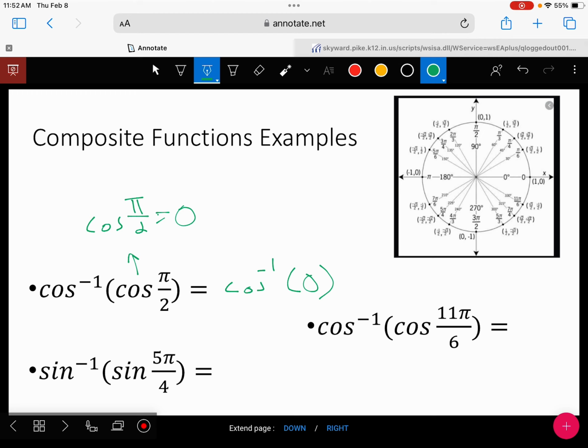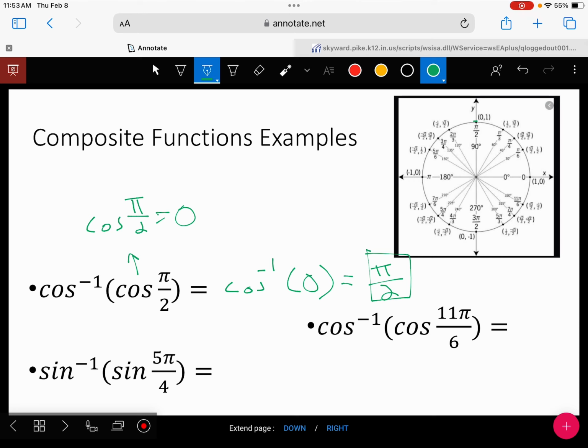No, 1 and 2. Cosine is 1 and 2. Sine and tangent is 1 and 4. So you look at quadrants 1 and 2, and you have to figure out where that x coordinate is 0. It's going to be at that point right there, pi over 2. And that's your final answer.